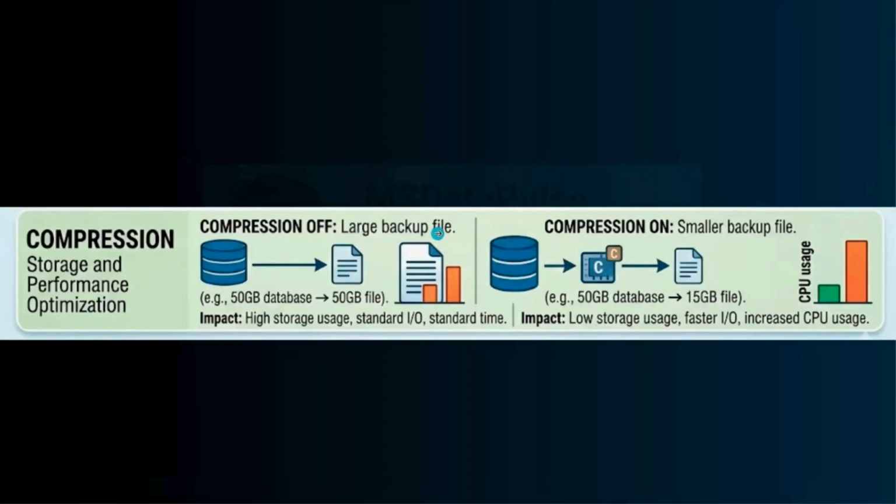For a large backup file, there will be high storage usage, storage IO and storage time impact. So if you don't have compression on, the file will be large and it will have high storage usage, IO and time. But if you have kept it on, then it will have a smaller backup file, right? So this is the use of compression.